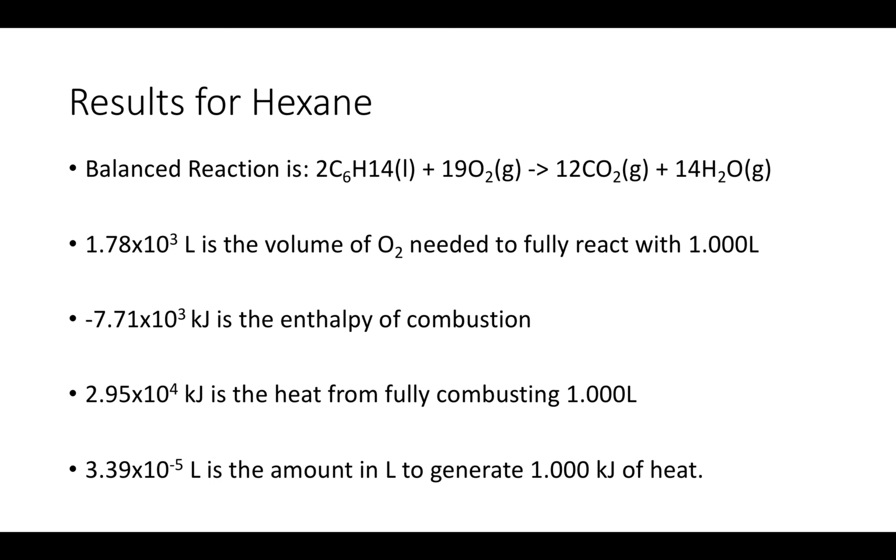By the end of this project, we determined the balanced equation for the chemical compound of hexane, as well as the volume of O2 needed to fully react with 1 liter of material. We also discovered the enthalpy of combustion for hexane, as well as the heat from fully combusting 1 liter of material, and the amount in liters to generate 1 kilojoule of heat. Hexane can produce a large amount of heat, making it highly combustible. It has plenty of potential energy that could be used.